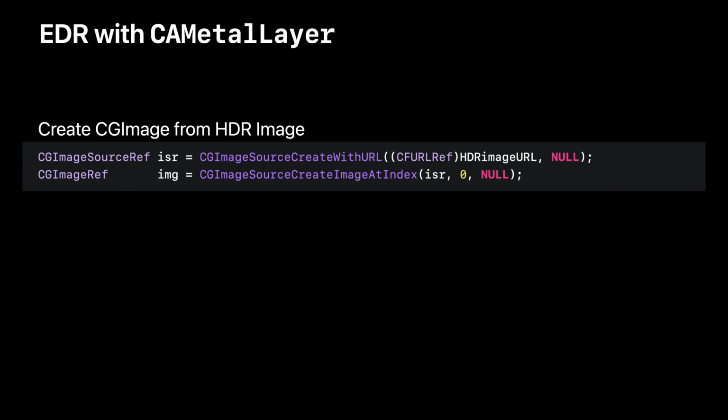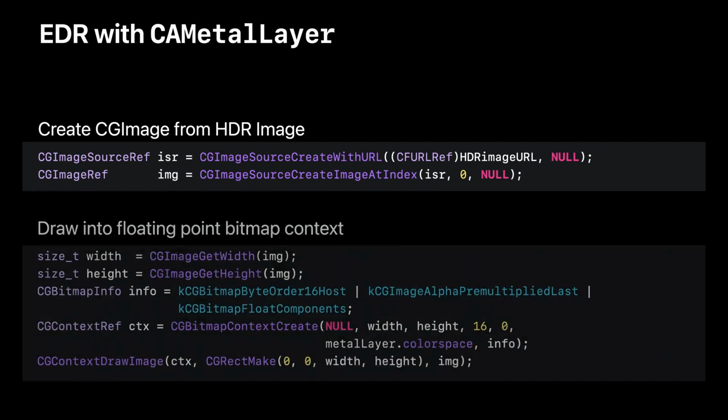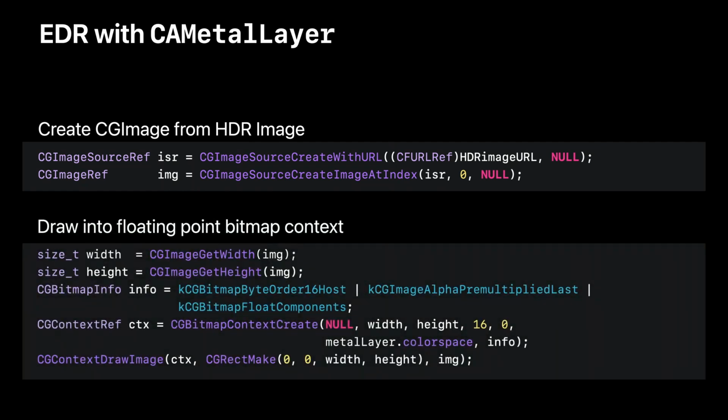First, the CG image is created from the source specified in the HDR image URL using CGImageSourceCreateWithURL and CGImageSourceCreateImageAtIndex. Next, create the CG context with CGBitmapContextCreate using the same color space we set earlier on the metal layer, and draw the EDR image into the floating point context using CGContextDrawImage.